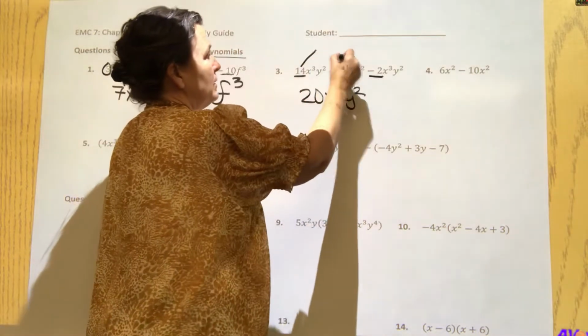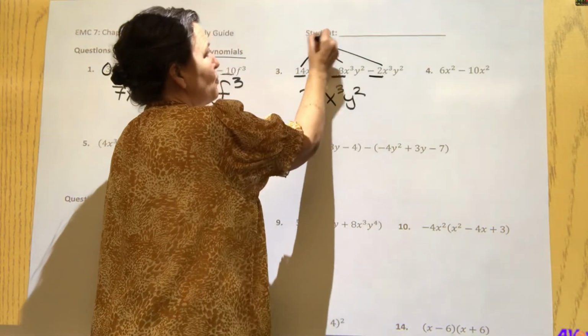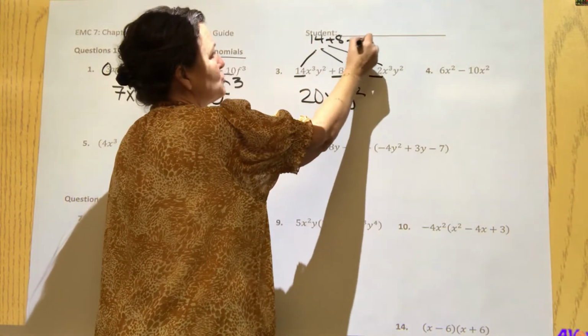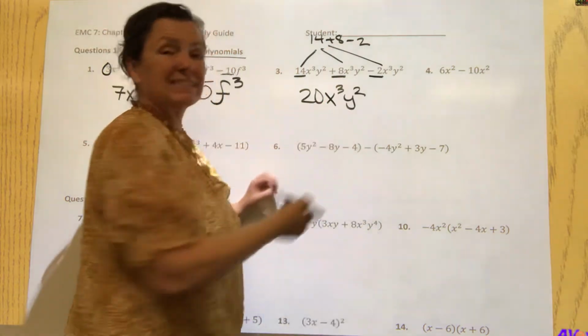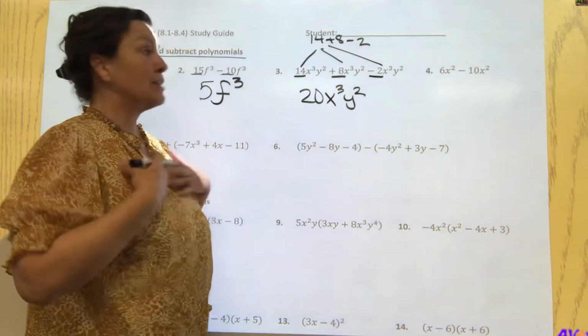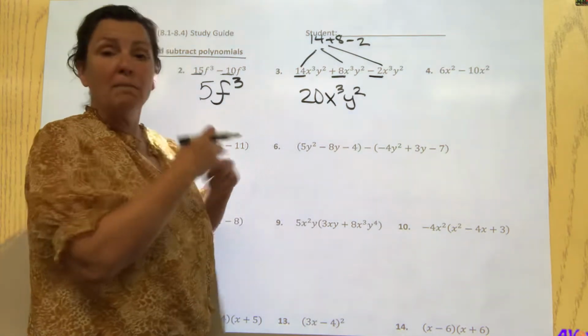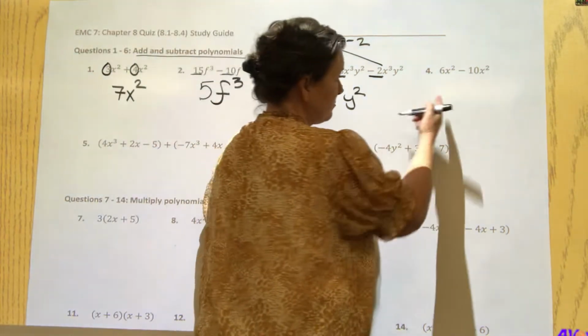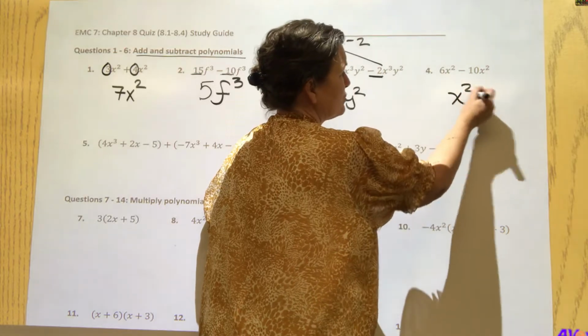So we're going to take these numbers, 14 plus 8, and then subtract 2. And then we keep that second part. That didn't change. That's what made them like terms. That's what allowed us to combine them. Next. This one's spicy. It's still the X2 group.